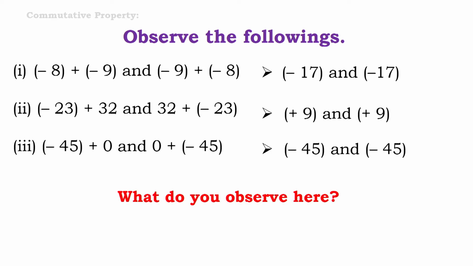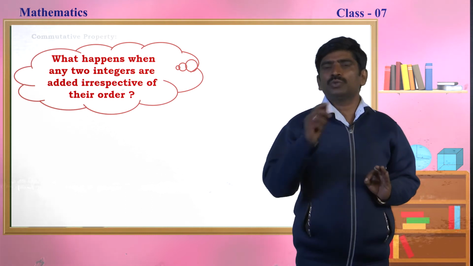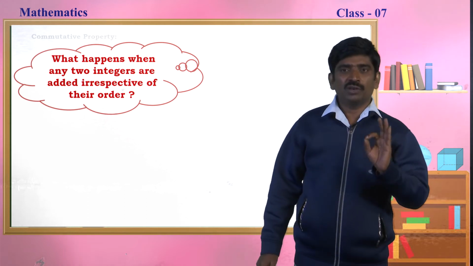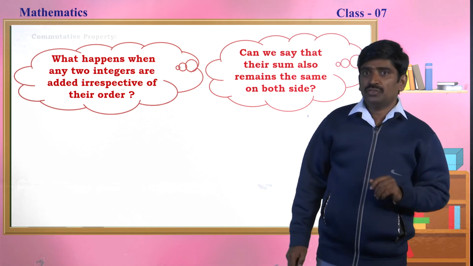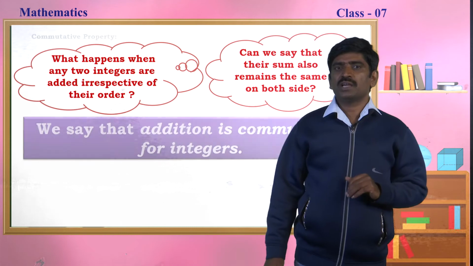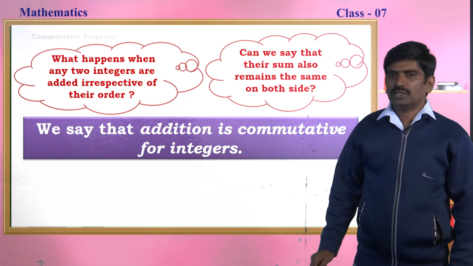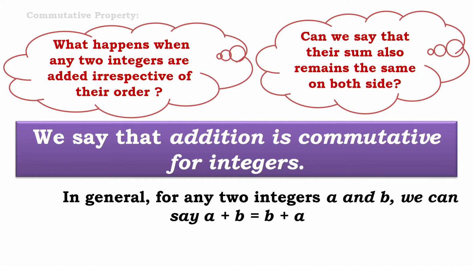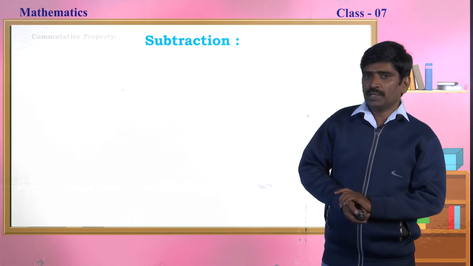What do you observe here? What happens when two integers are added irrespective of their order? Their sum is always equal. Can we say that their sum also remains the same on both sides? Yes. And finally, we say that addition is commutative for integers. In general, for any two integers a and b, we can say a plus b is equal to b plus a.